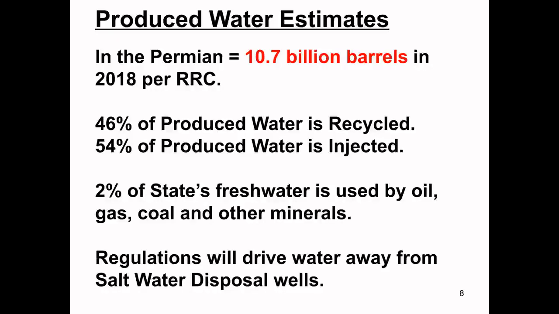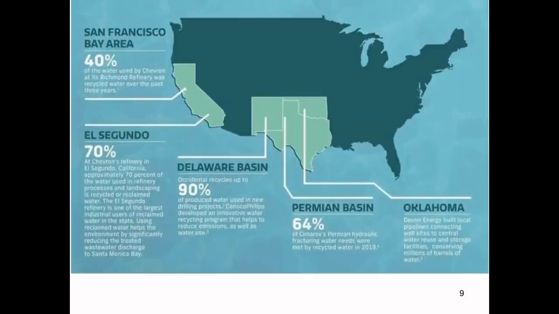Only 2% of the state's fresh water is used, and regulations will definitely drive water towards recycling and away from saltwater disposal wells. Most recently, here in 2020, the different areas show the percentages of water that is actually recycled. The Permian Basin is now up to about 64%. The Delaware Basin in New Mexico is 90% recycled. And as you can see, the other areas are striving to have higher recycling percentages.